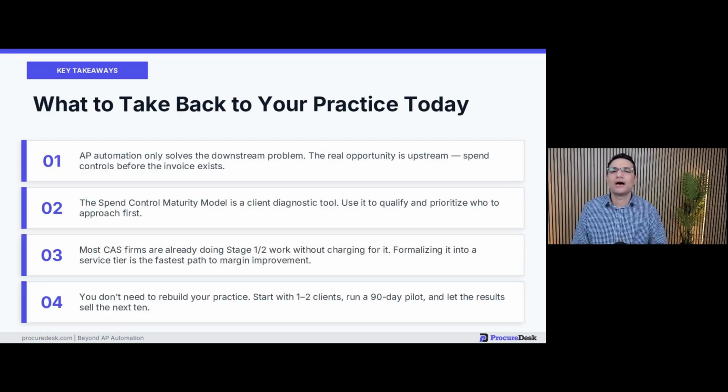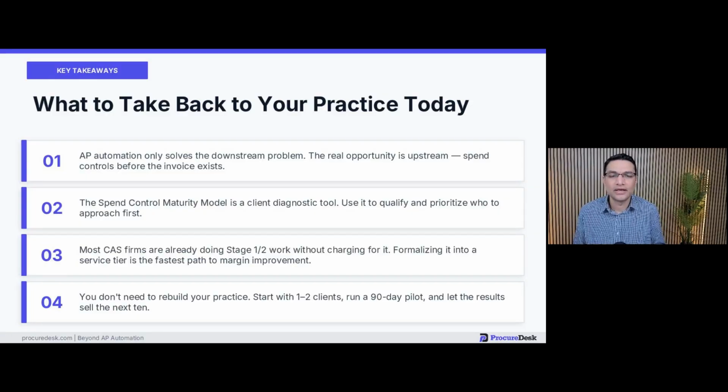So how do you take it back to your practice today? Number one is to understand that AP automation only solves the downstream problem. The opportunity is controlling spend and being more efficient with capital allocation, and that can only happen if you have proactive spend control. The spend control maturity model is the diagnostic tool that you're leveraging, so use that to understand which client we can help.